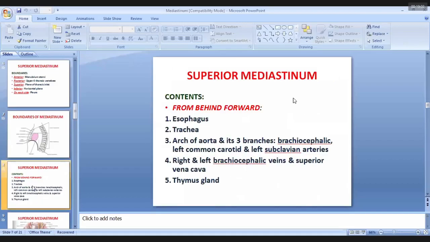Now the contents of the superior mediastinum, from the posterior to the anterior side. The first content is the esophagus. So the first content of the superior mediastinum from the posterior aspect is the esophagus.